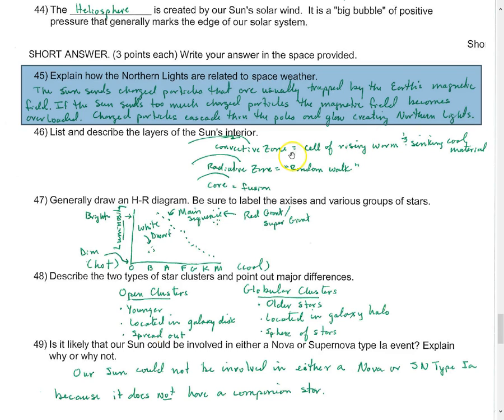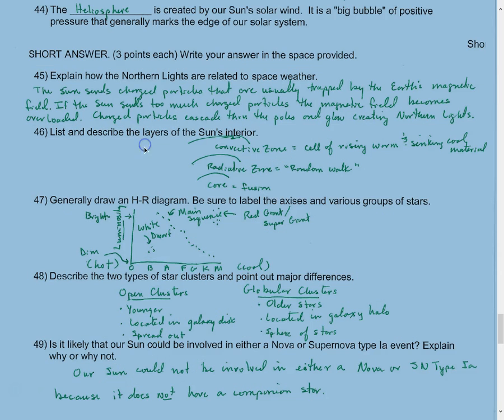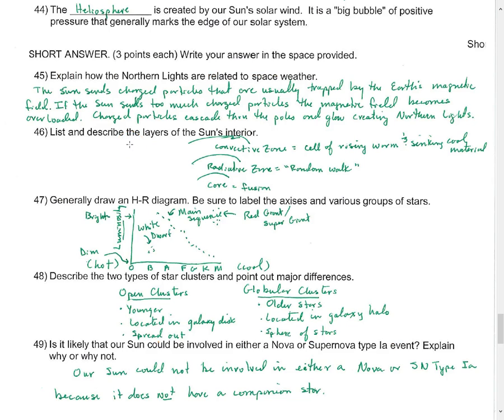Question 46, I wanted you to both list and describe the layers of the sun's interior, not the atmosphere. We have the core where fusion is occurring, the radiative zone where the random walk occurs, and the convective zone with cells of rising warm and sinking cool material. Let me know if you have any questions, but if you simply listed the layers of the sun, even the interior and the atmosphere, I did not give you full credit.